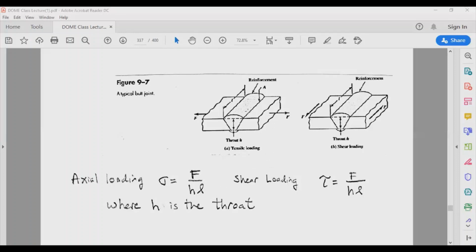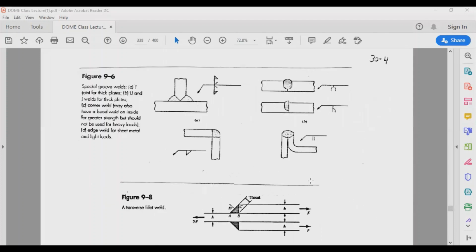So this is a case of this butt weld, and what we have here is a force applied axially, and you are going to have the axial loading. In this case it is going to be F divided by the area, or the throat. In this particular example, like I said, the throat is the shortest distance that is subject to the stresses, and in that case the throat is going to be this length H, and the stress is going to be F over HL, and in the case of a shearing, again we are going to be using this F over HL.